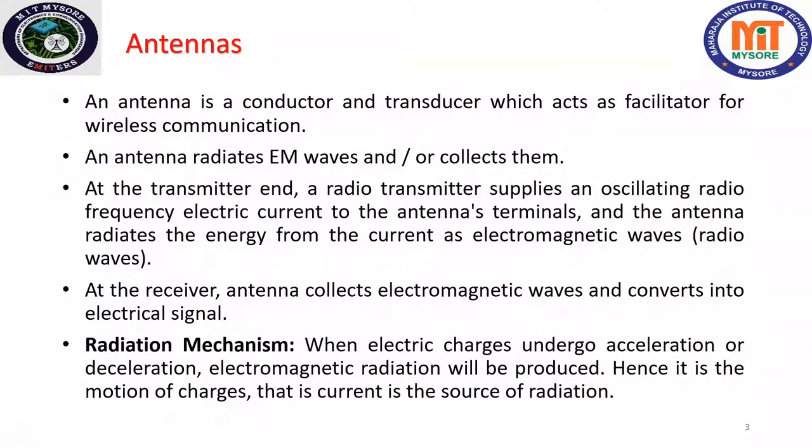So what is an antenna? An antenna is a conductor and it is a transducer which acts as a facilitator for wireless communication. You can consider an example where there is an FM radio station. There is an FM radio station which will have a large antenna which will broadcast the signals, and you will be having a radio set which will receive these signals. Correct? So here this radio set will also have an antenna which is called a receiver antenna, whereas the FM station is having an antenna called a transmitter antenna.